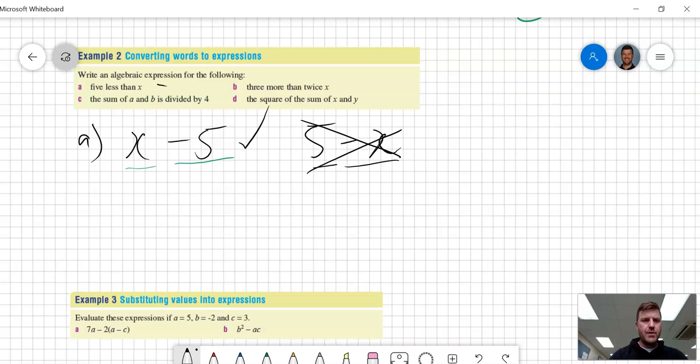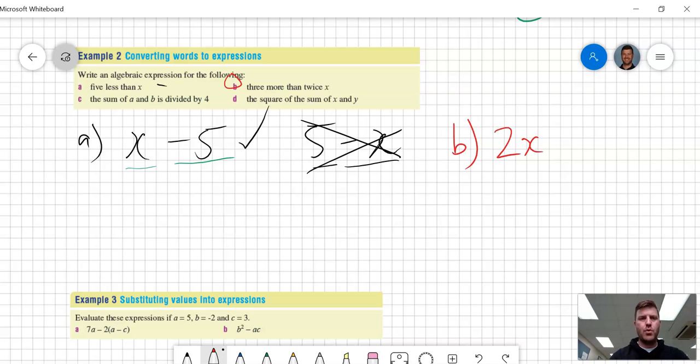Okay, moving on to B. Example 2b. 3 more than twice x. Now this could be a little bit trickier. So 3 more than twice x. Twice x we're going to represent as what? 2 times by x, or just 2x.